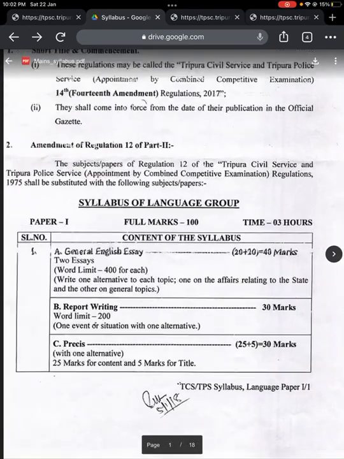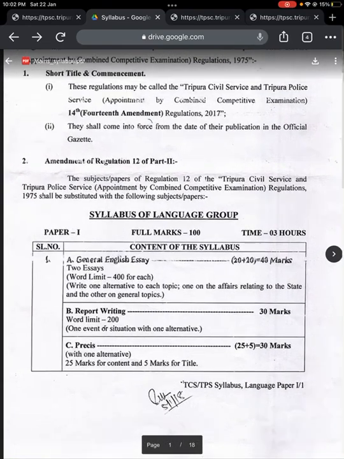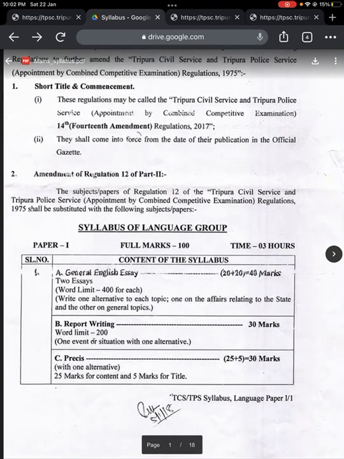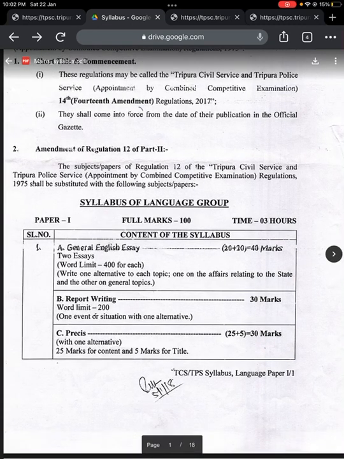Now let's come to paper 1 first and go through the syllabus briefly. In paper 1, there are three portions. One is you have to write one English essay. No, not one. Actually, you have to write two English essays, 20 marks each. And then the second portion is report writing, and third, précis writing.